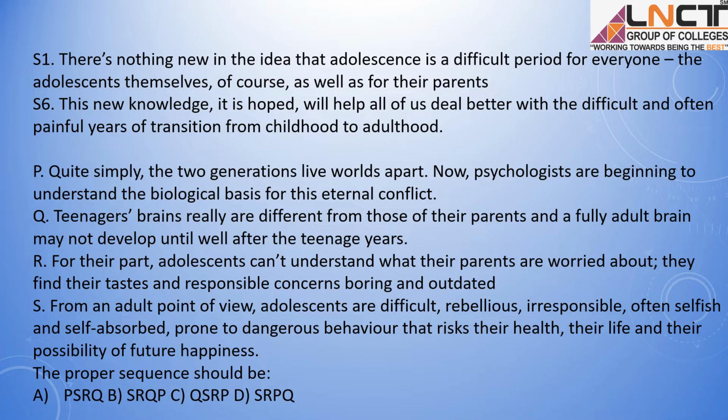Let's try and read the whole paragraph. There's nothing new in the idea that adolescence is a difficult period for everyone. The adolescents themselves, of course, as well as for their parents. Then comes S. From an adult point of view, adolescents are difficult, rebellious, irresponsible, and so on. Then comes R. For their part, adolescents can't understand what their parents are worried about. Okay. Then the summing up, that is quite simply the two generations live worlds apart. And the second part says, now psychologists are beginning to understand the biological basis for this eternal conflict. And in Q, this basis is explained.